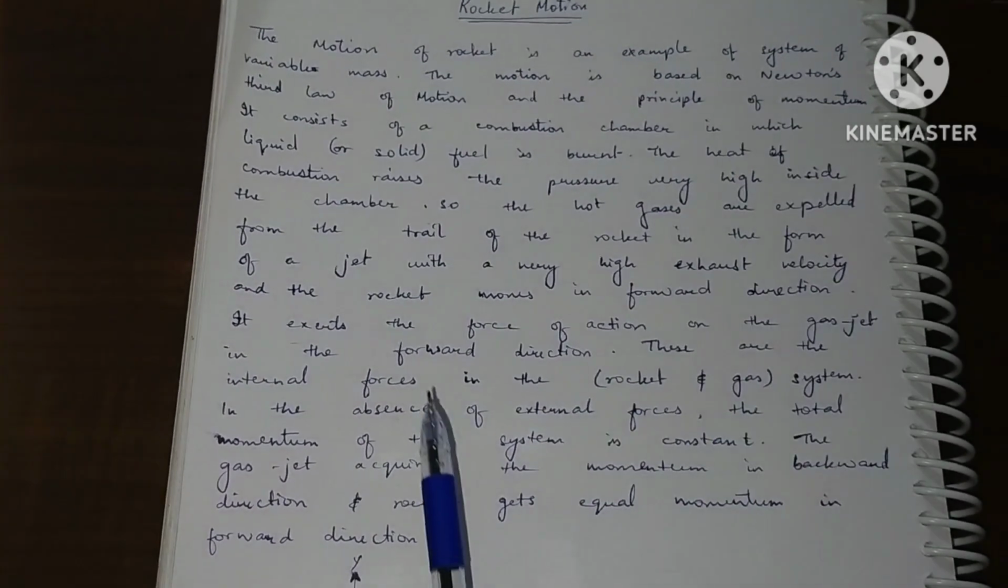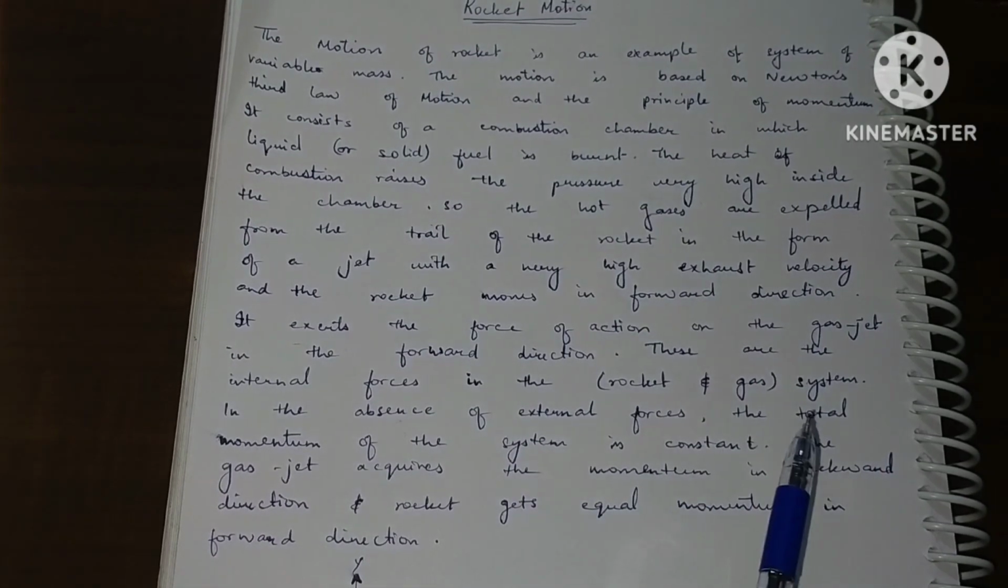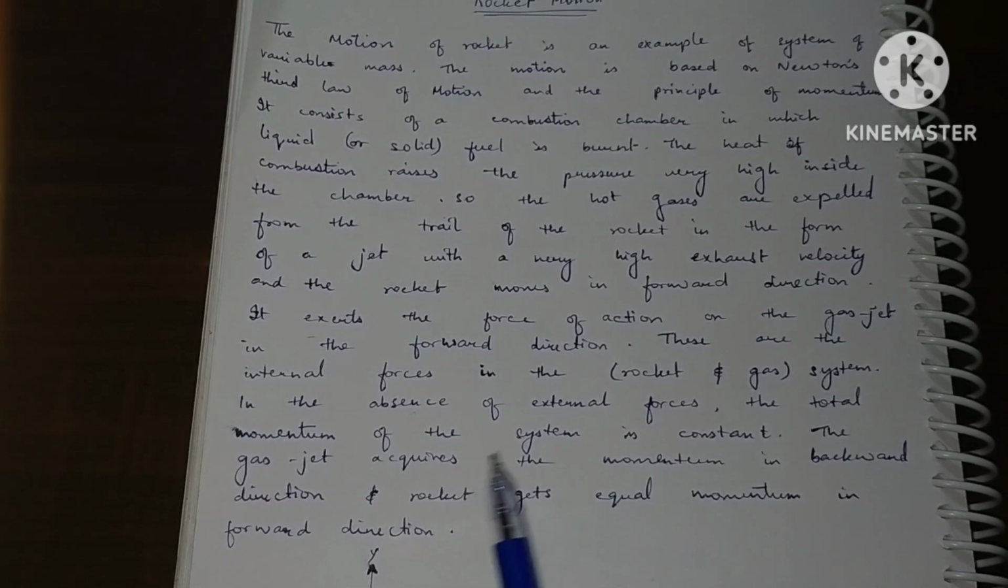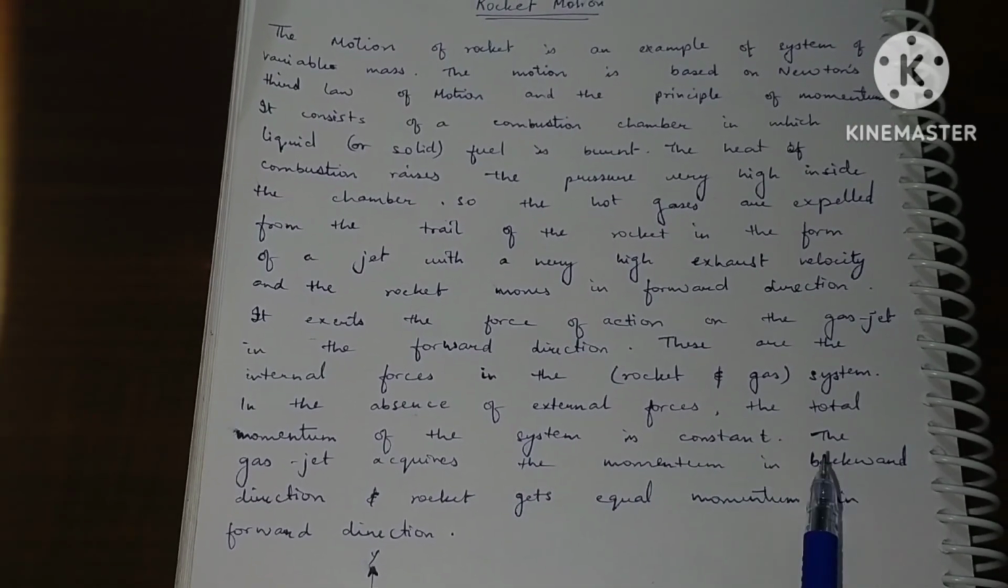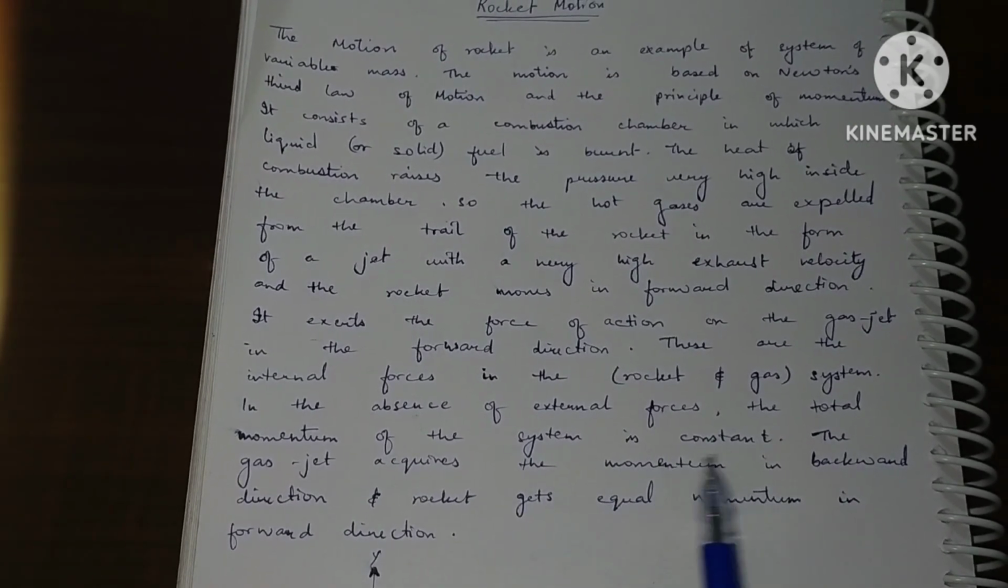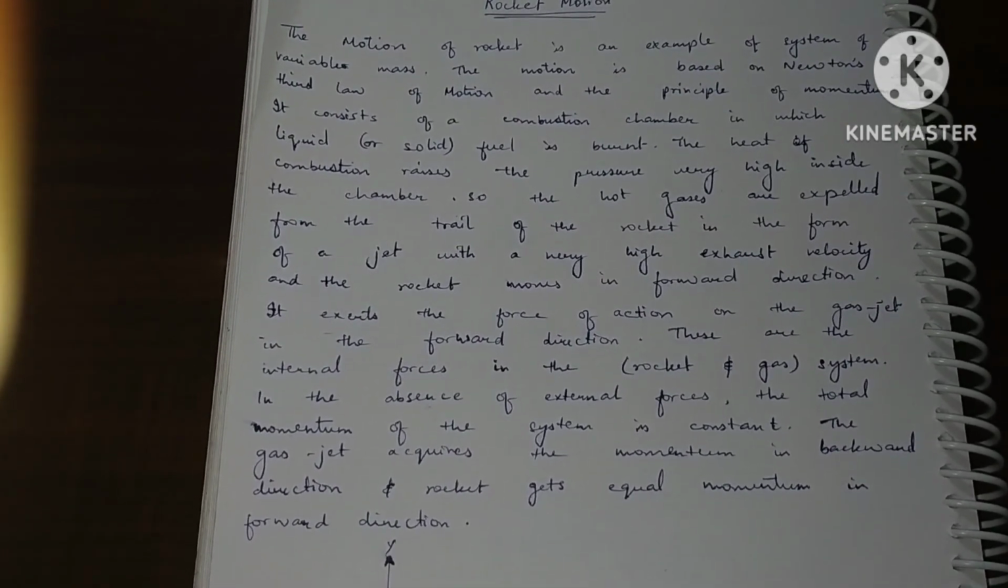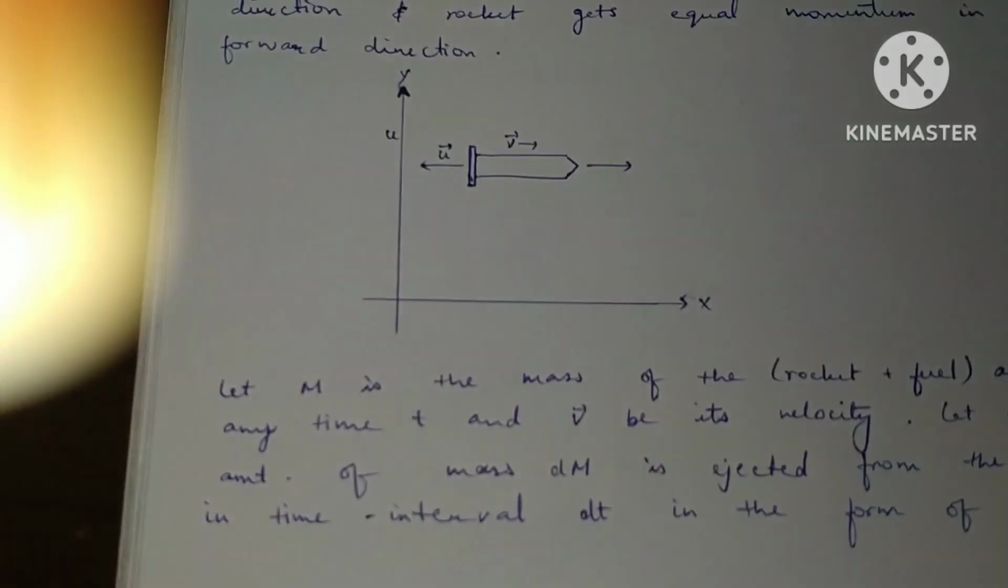These are the internal forces in the rocket plus gas system. In the absence of external forces, the total momentum of the system is constant. The gas jet acquires momentum in the backward direction and the rocket gets equal momentum in the forward direction. This is the diagram.